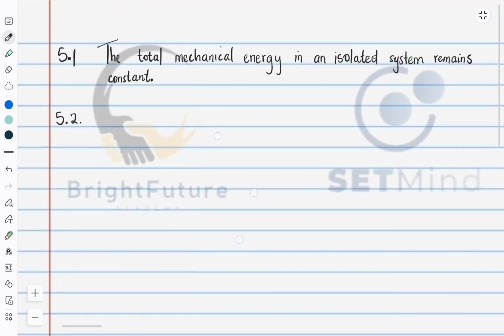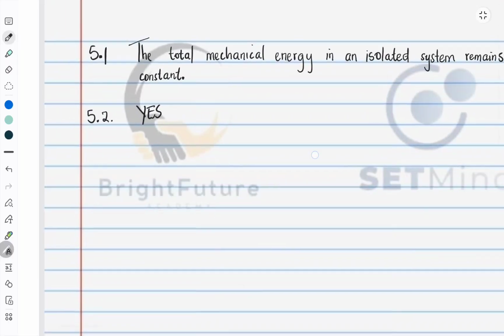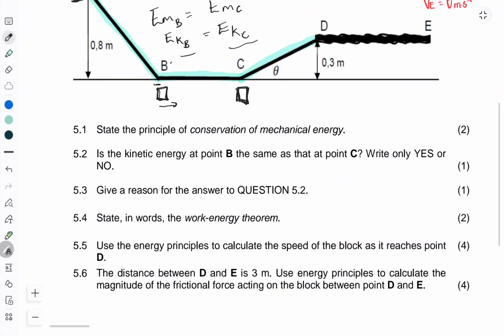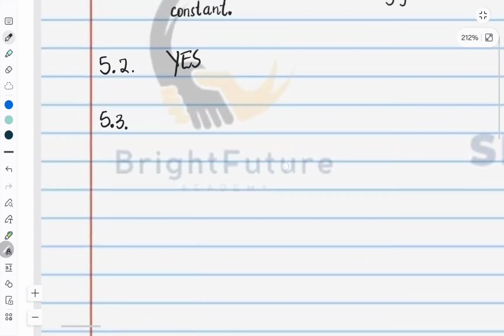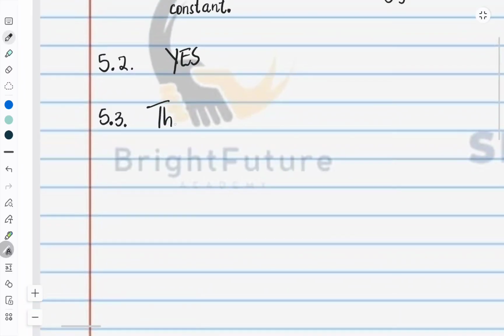5.2, I'll write yes. The kinetic energy is the same. Then 5.3, we write our reason. Give a reason. The surface is frictionless.